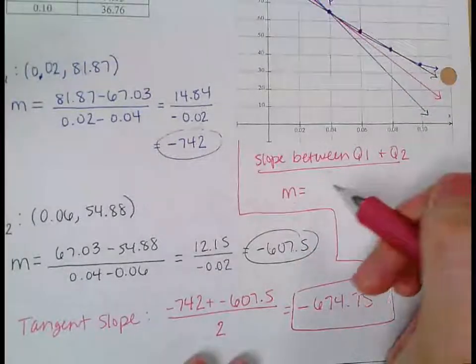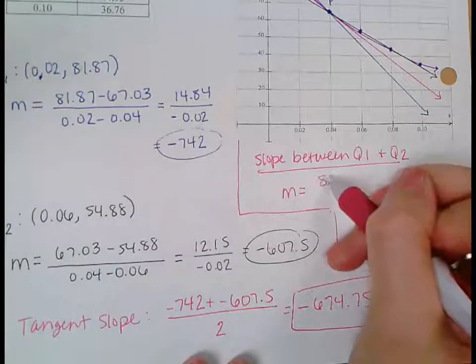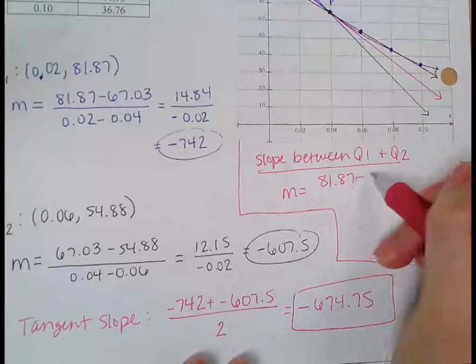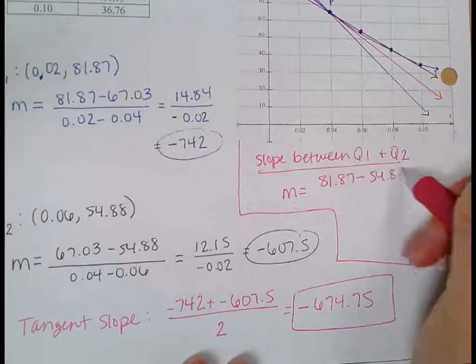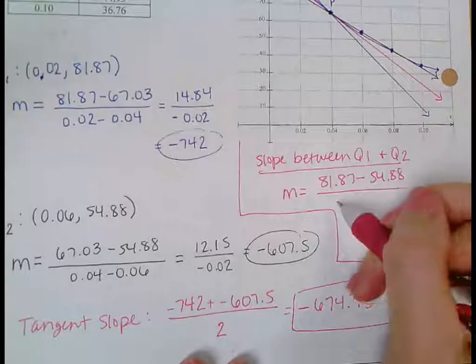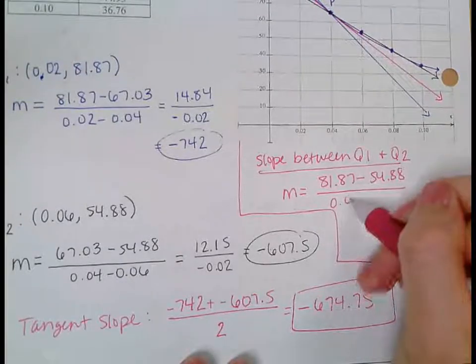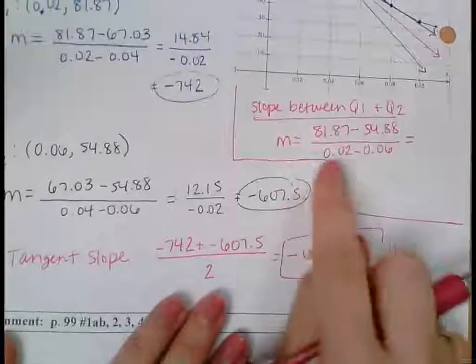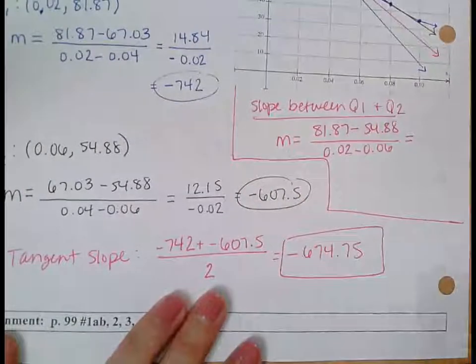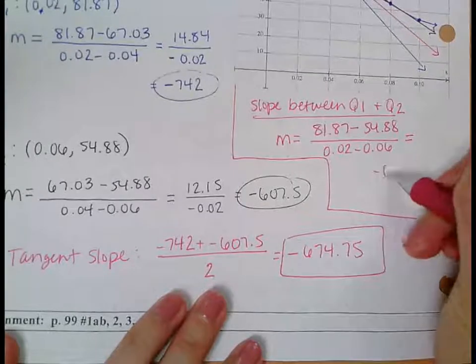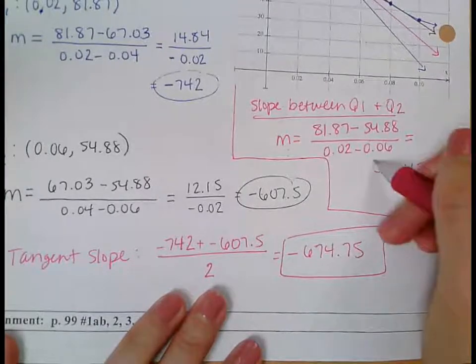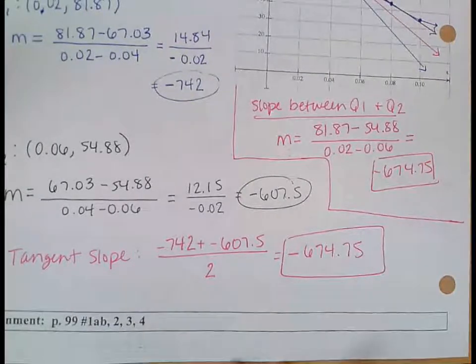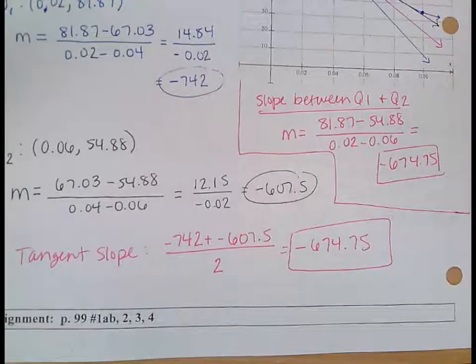because that would be a change in y of 81.87 minus 54.88 over the change in x, 0.02 minus 0.06. And you can double check, but if you found this slope, you would get negative 674.75 in one step. So either way you get there, it doesn't matter to me, but just noting that you can find that same answer either way.